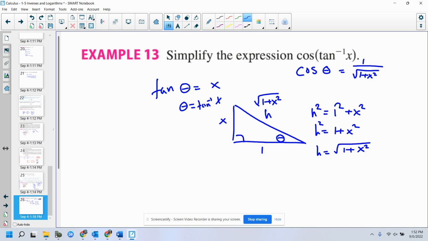Now, I would be okay if you had that as an answer. The book rationalizes. I think I talked about this in class, rationalizing is going to kind of fall by the wayside. But if you wanted to rationalize, it would look like this because there's just a 1 on top. It's another valid answer there.